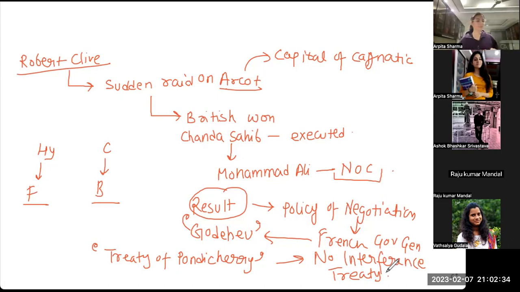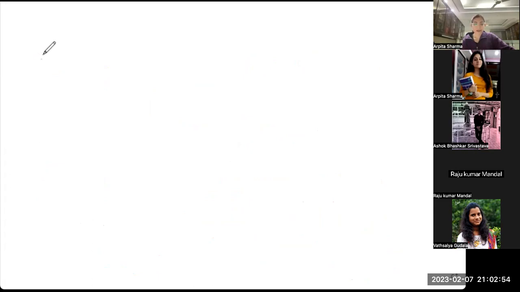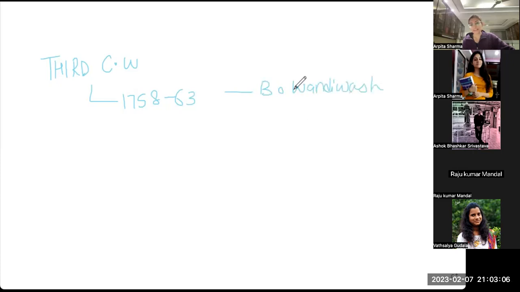The treaty is just time out. Okay. Till this point, both the French and the Britishers realized that Indian rulers have become dependent on our support. And that is why the third Carnatic War happened, which is 1758 to 63, Battle of Wandy Wash, which eradicated the French from India.